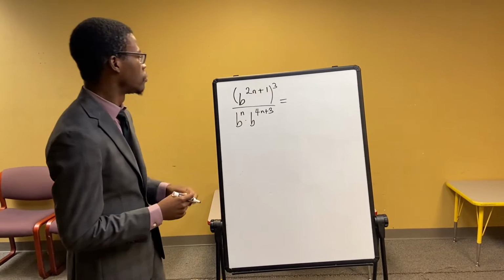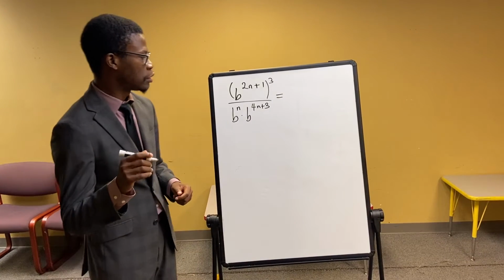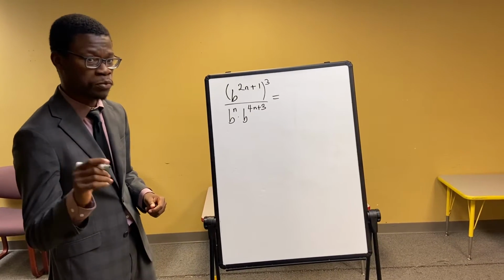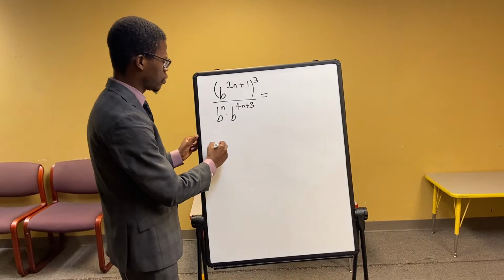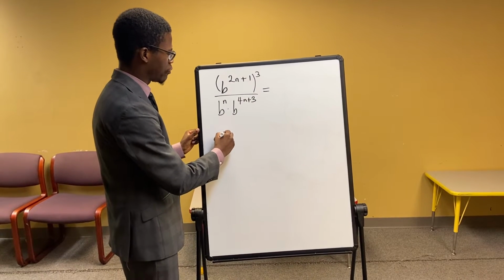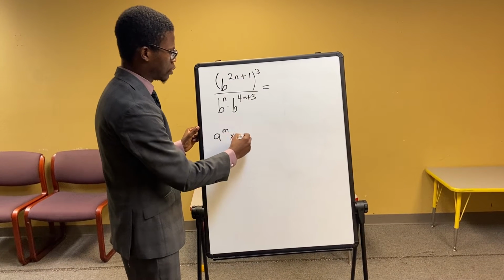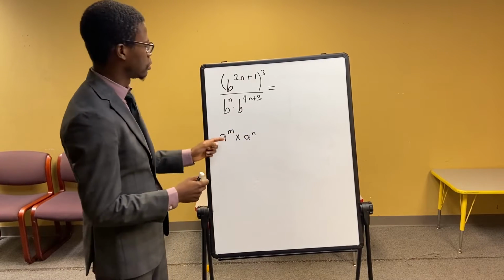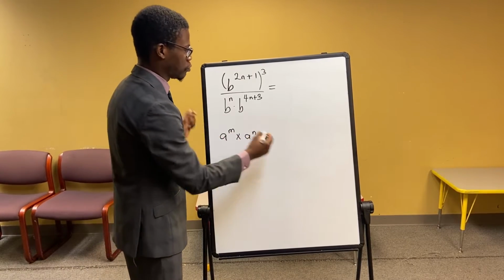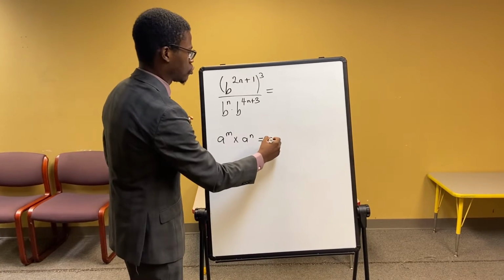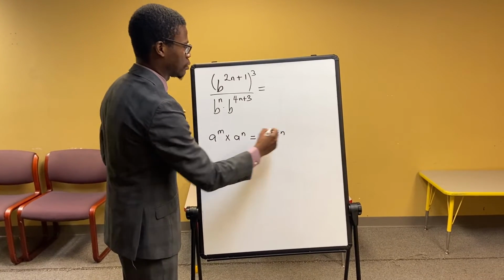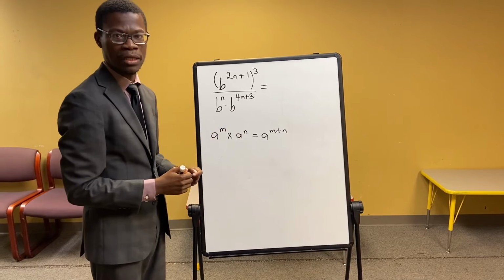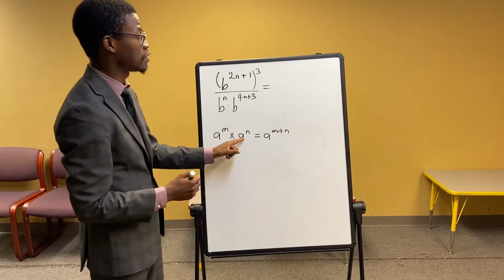All right, now for this question, we're going to make use of two laws of exponents. The first law is if you have a to the power of m multiplied by a to the power of n, what does this give you? By the law of exponents, it is a to the power of m plus n. So you just add the exponents together. Now take note, they must have the same base.